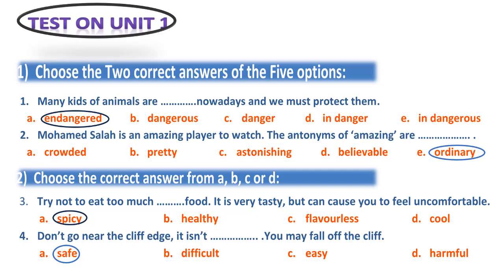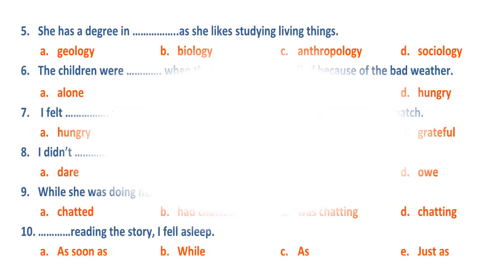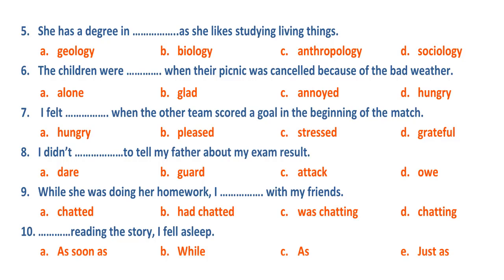It is not safe. Number 5, she has a degree and she likes studying living things: geology, biology, anthropology, and sociology. The right answer is B, biology.